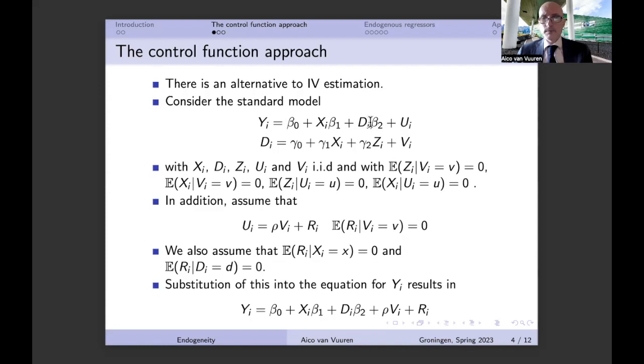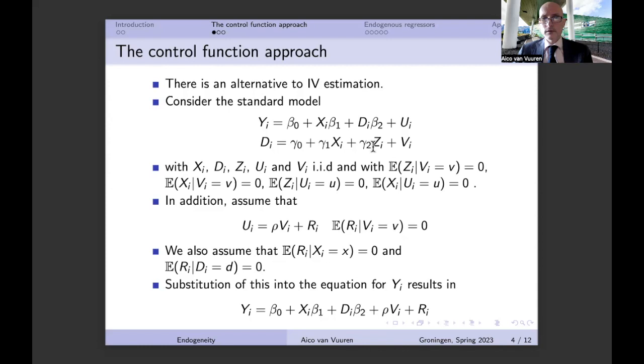The control function approach does something different. It says that if D and U are correlated with each other, it's better to do something about the error term, the unobserved part. It's better to change the error term in such a way that the remaining error term is no longer correlated with D. That's exactly what you do here: you include an additional variable in such a way that R, the new error term, is no longer correlated with D. In my opinion, that makes much more sense.